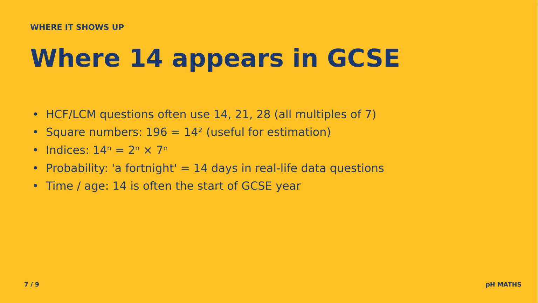Where 14 actually appears in your exam. Highest common factor and lowest common multiple questions often pair 14, 21, 28 and 42, which are all multiples of 7. Square numbers. 196 is 14 squared, useful as an estimation anchor for 200. Indices. 14 to the n equals 2 to the n times 7 to the n. Probability questions that use a fortnight as the time period. And age questions. 14 is often the start of the GCSE year.